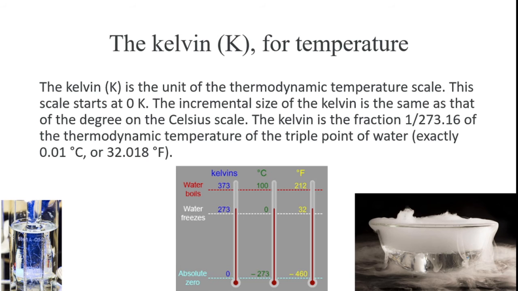So the Kelvin is the fraction 1 divided by 273.16 of the thermodynamic temperature of the triple point of water, exactly 0.01 degree Celsius or 32.018 degree Fahrenheit. According to this slide, you can understand the comparison between degree Celsius, degree Fahrenheit and Kelvin.